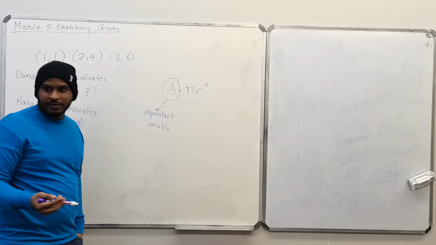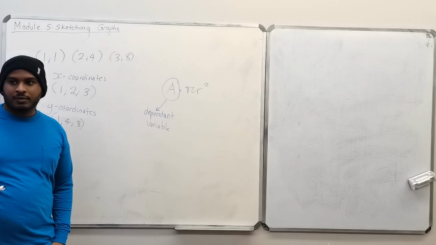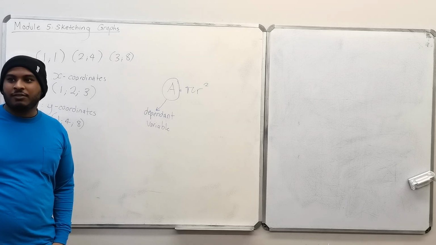So why can't pi be independent? Because pi is a constant. It's not dependent on anything, but it's a constant. The value is not going to change.